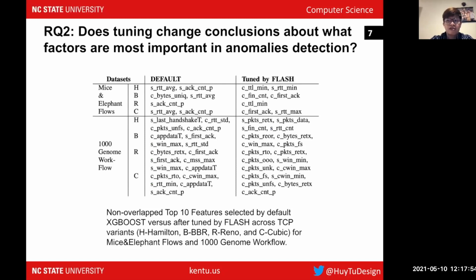Our second question is, does tuning change conclusions about what factors are most important in an anomaly detector? By understanding these factors, scientists and network managers can then inspect them and flag ones with high likelihood for anomalies. From the table, among the top 10 important features, 30% of them are not the same, non-overlapping features chosen from default and tuned XGBoost. It demonstrates how previous studies and conclusions from default learners can be untrustworthy.